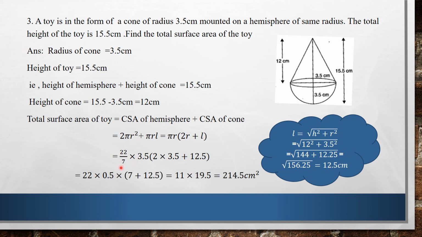Substituting the values, we can see 22 by 7 into 3.5 into (2 into 3.5 plus 12.5). 7 and 3.5 get cancelled and we can write it as 22 into 0.5 into (2 into 3.5 is written as 7, 7 plus 12.5). That is, finally we have 11 into 19.5 is equal to 214.5 centimeter square.